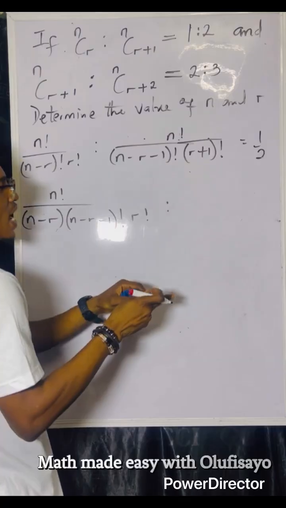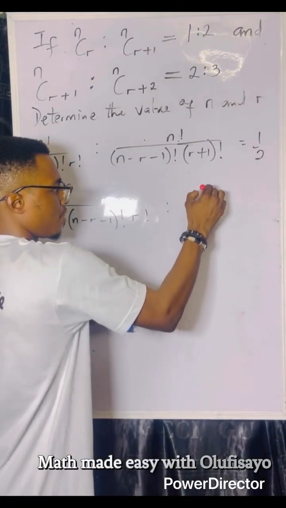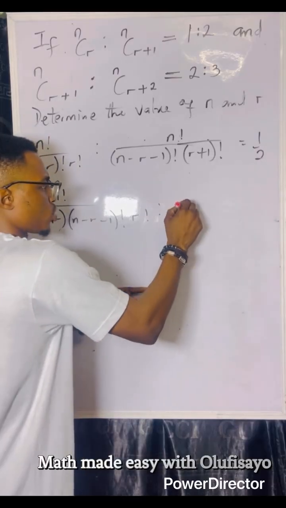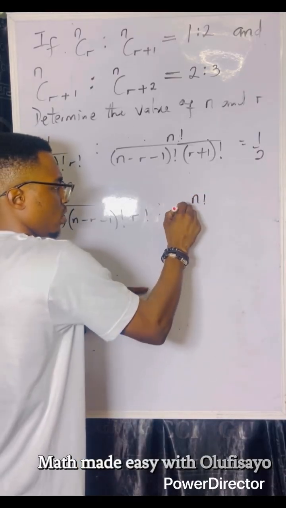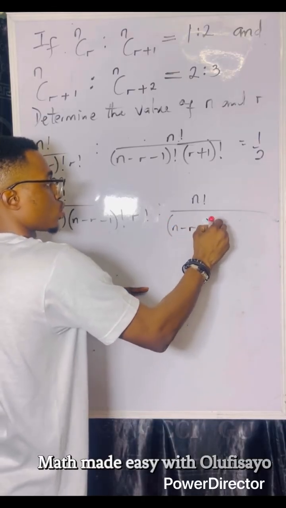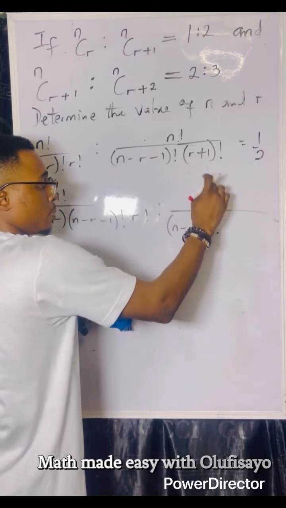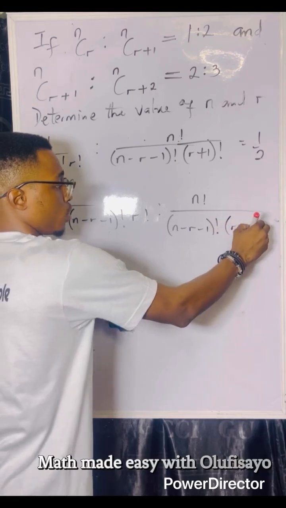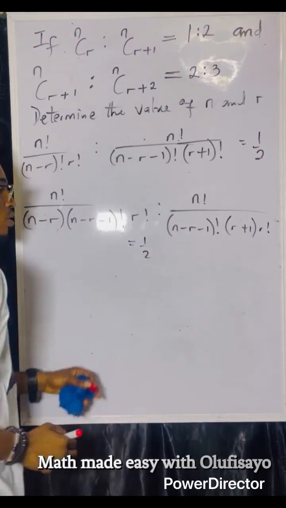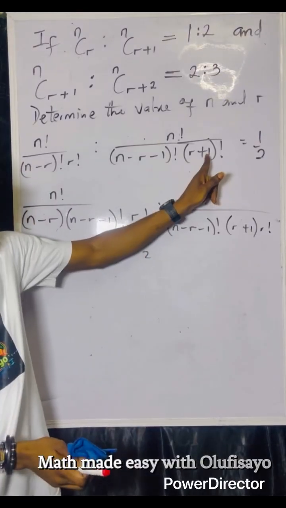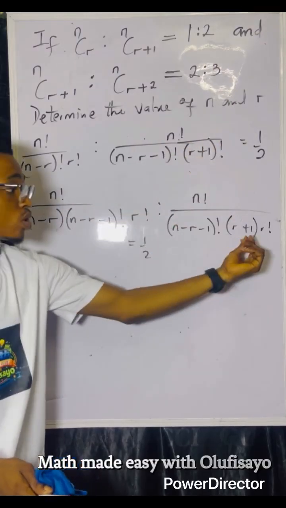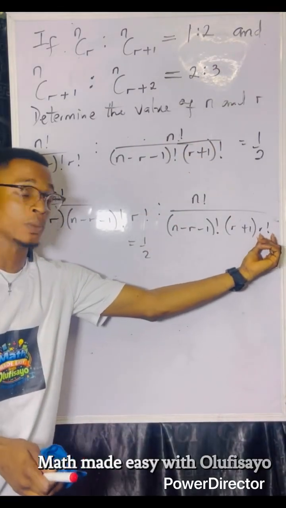I want to expand this one. If I expand it, I'm going to have n factorial over n minus r minus 1 factorial. I want to expand this. This will give us r plus 1, then we have r factorial, equals 1 over 2. I subtracted 1 from this one. That's why I have 1 minus 1, that's why this r is standing alone.